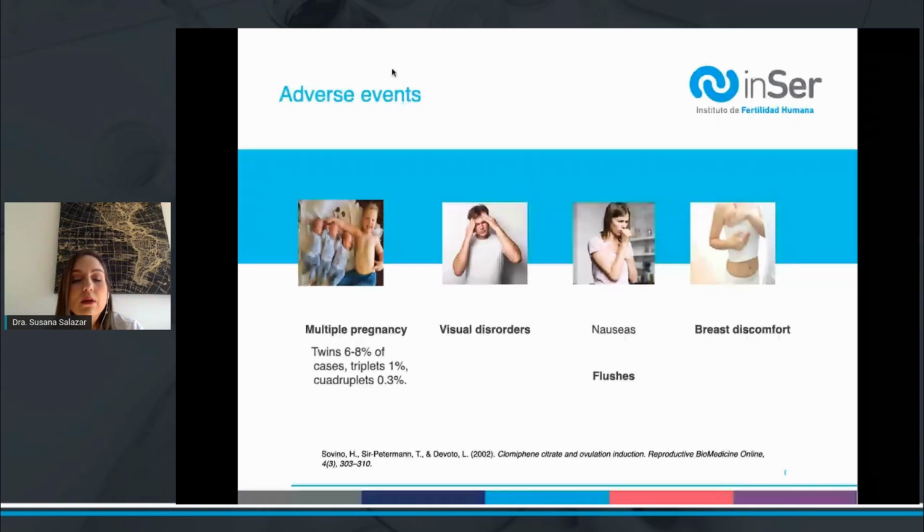Adverse events. The principal adverse event of using clomiphene is multiple pregnancy. Patients are at risk of having twins in 6 to 8% of cases, triplets in 1%, and quadruplets in 0.3%. Other side effects that can be presented with clomiphene are visual disorders, nausea, flushes, and breast discomfort.